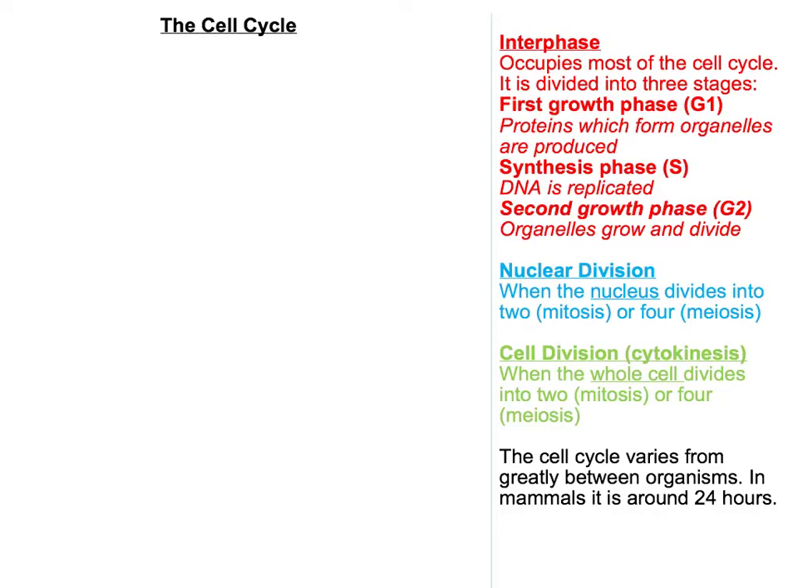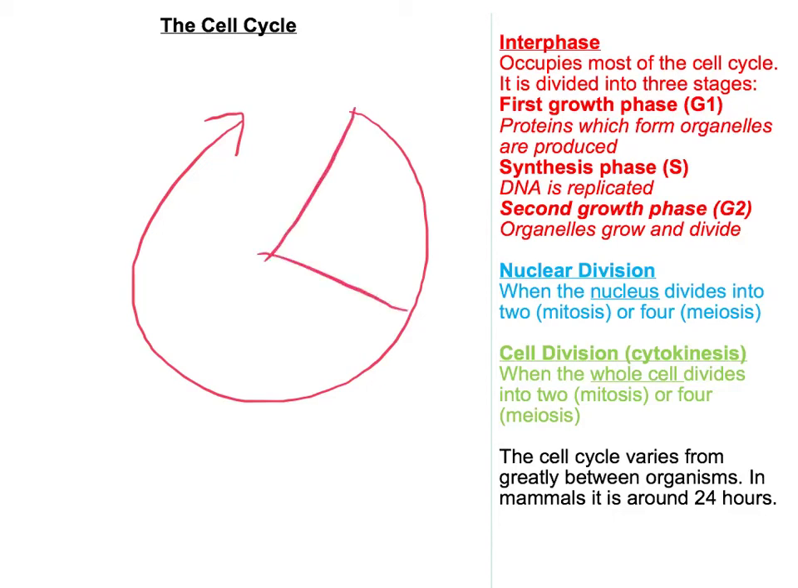Now, if you think of it in terms of a clock, interphase is the first phase that happens, and this phase takes the vast majority of the time. In this phase, it can be broken into three stages. You've got the first growth phase, which we can represent like this, as being G1. This is the phase where the proteins from which all the organelles are made get replicated and produced. The next phase, the S phase, is when the DNA is replicated.